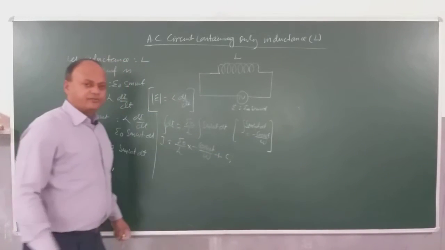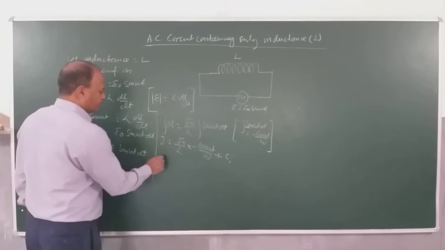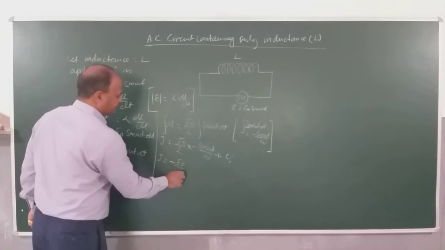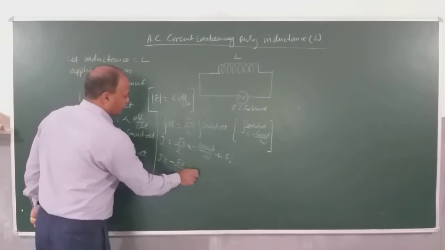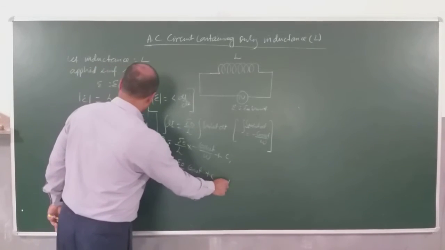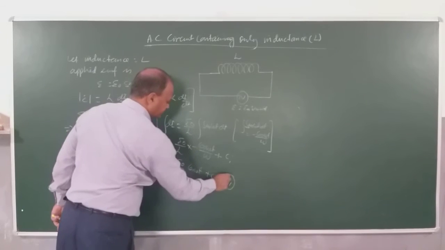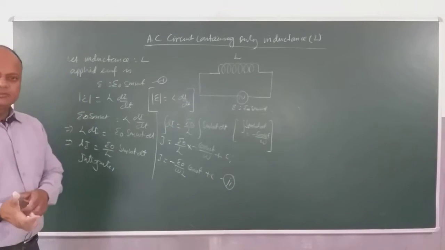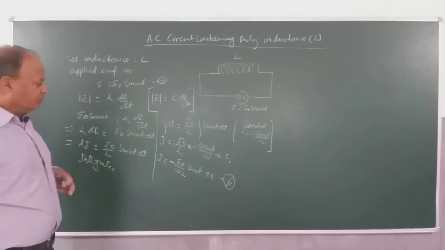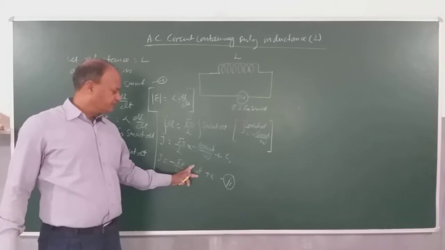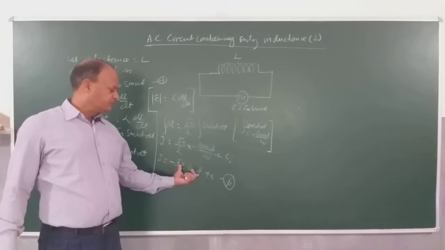C is the constant of integration. So you can write I equals minus E naught by omega L cos omega t plus C. This is equation 2. Clear? Now if I put omega t equal to 90 degrees, then this part will become 0.